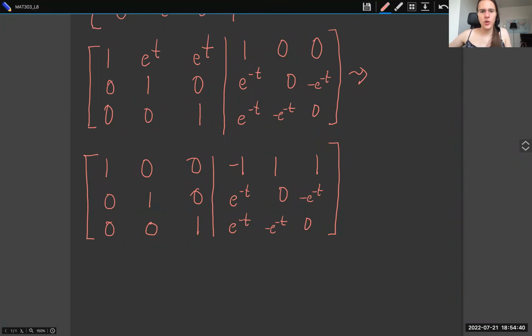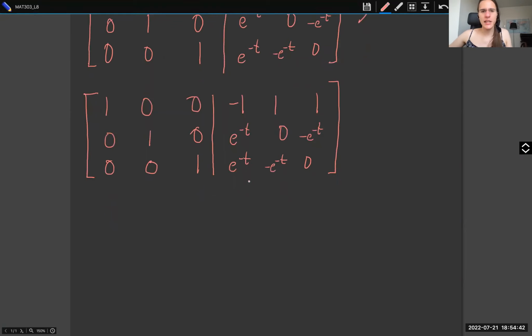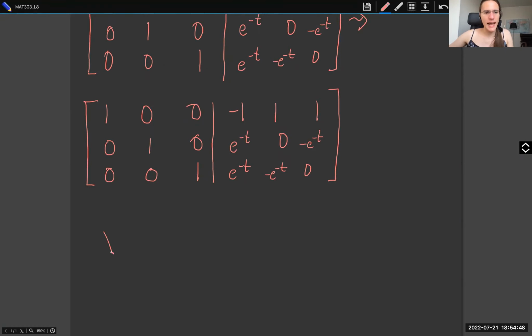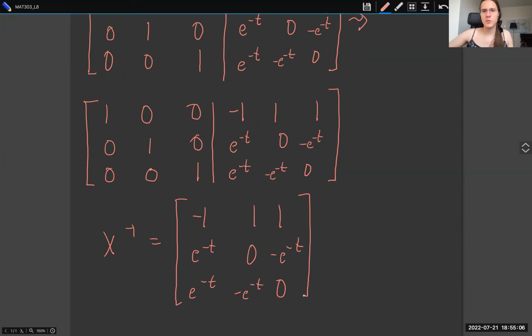Okay, so it's time for a break, and then we're going to finish this example after that. But what we currently have is that x inverse is thus negative 1, 1, 1, e to the minus t, 0, minus e to the minus t, e to the minus t, minus e to the minus t, 0. And we will resume at 7:10.